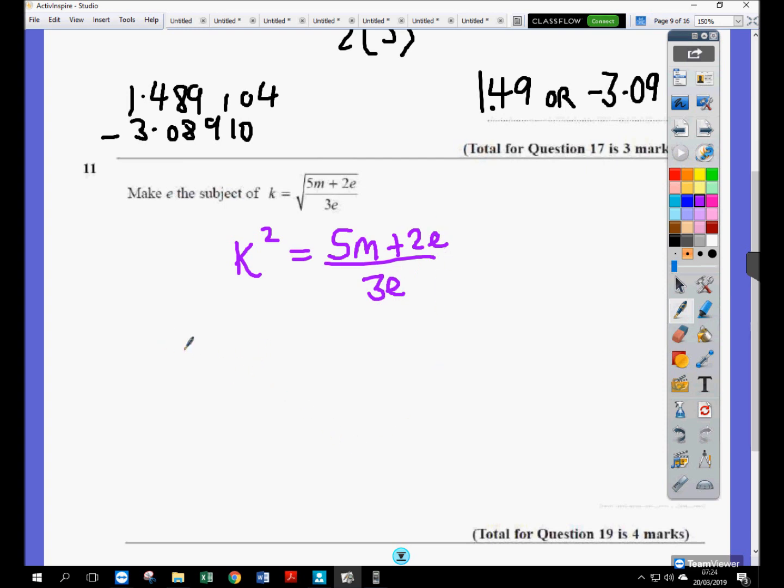Now, I don't like the fraction, so I'm going to multiply both sides by 3e. Now, as you know, when you have letters multiplied together, you write them next to each other. You don't need to write a times in between. And the normal convention is to write the number first. But even though I'm going to multiply k squared by 3e, it's not a good idea to write k squared times 3e. This causes confusion. It's nicer mathematically to write it like this.